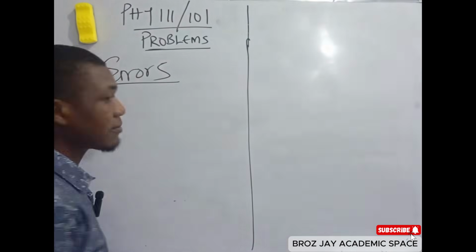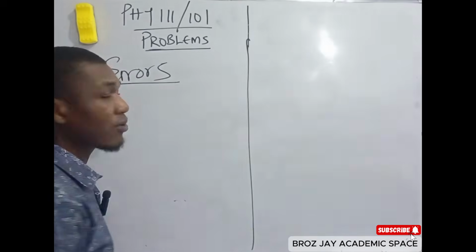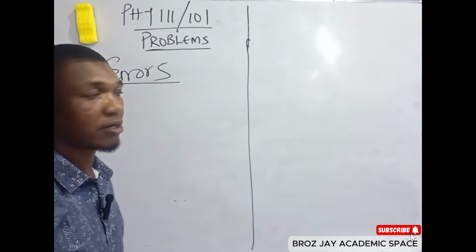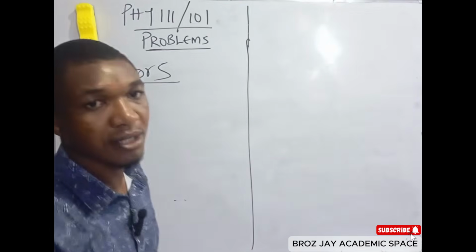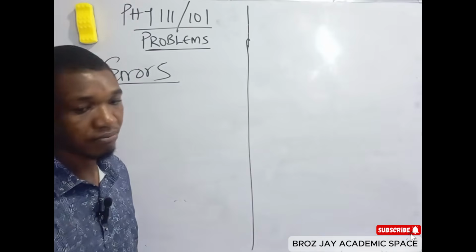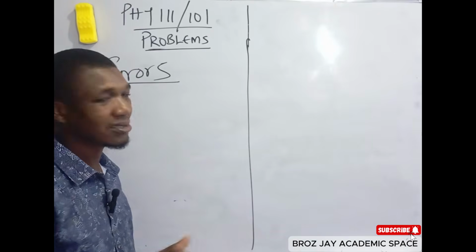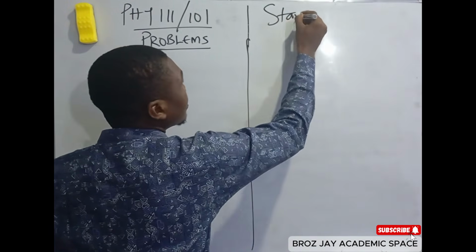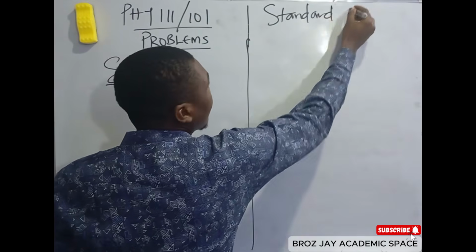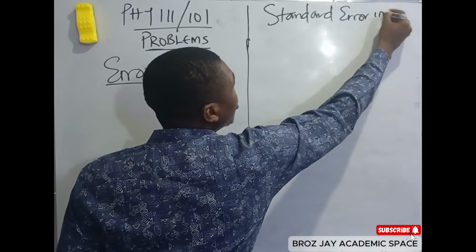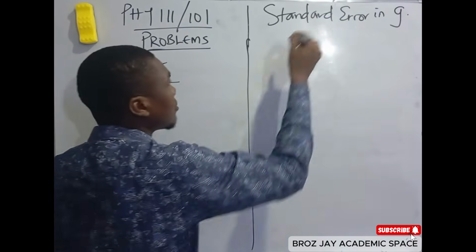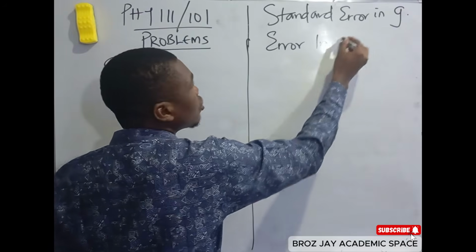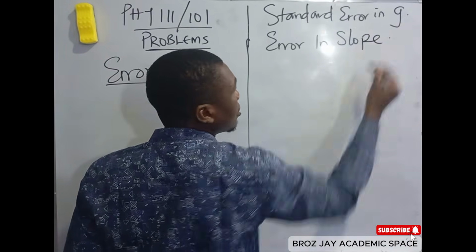Now, the first thing, there are different types of errors. You know that errors mean uncertainty when plotting your graph. You have maximum error, standard error, personal error, error due to wrong assumption. But that is not what we'll be looking at today. We'll be looking at standard error in G and error in slope. Please take notes.